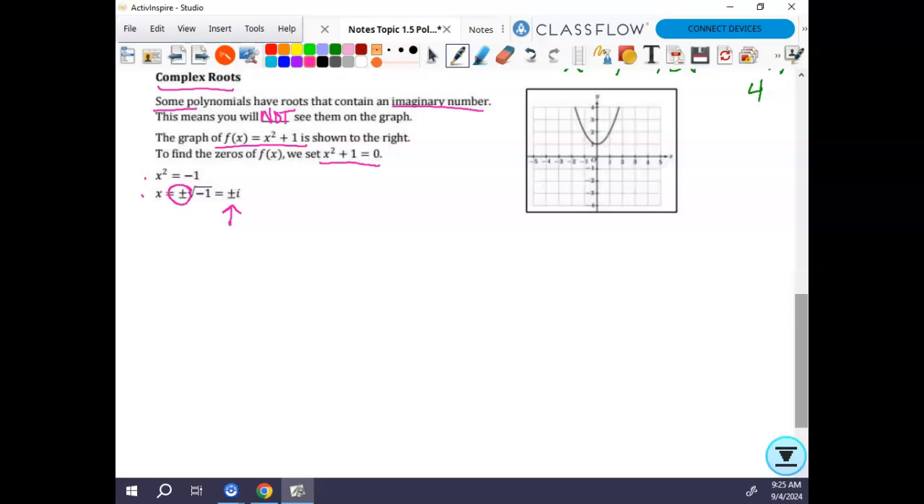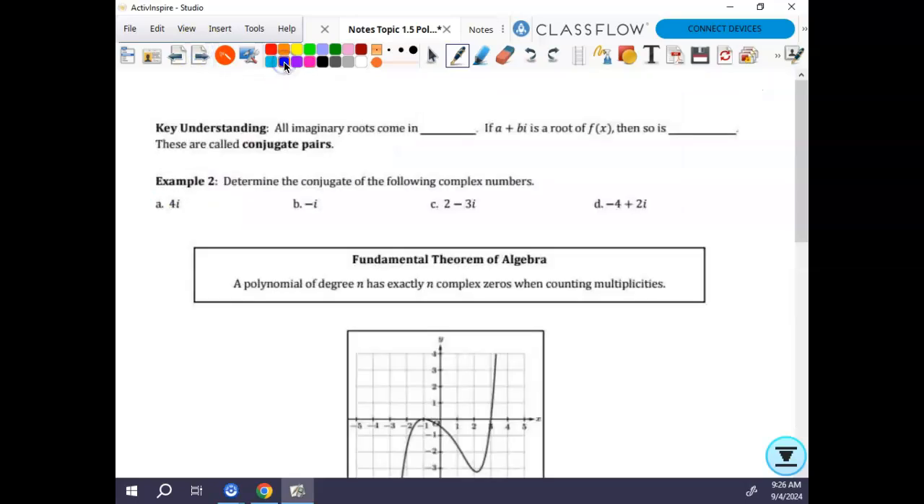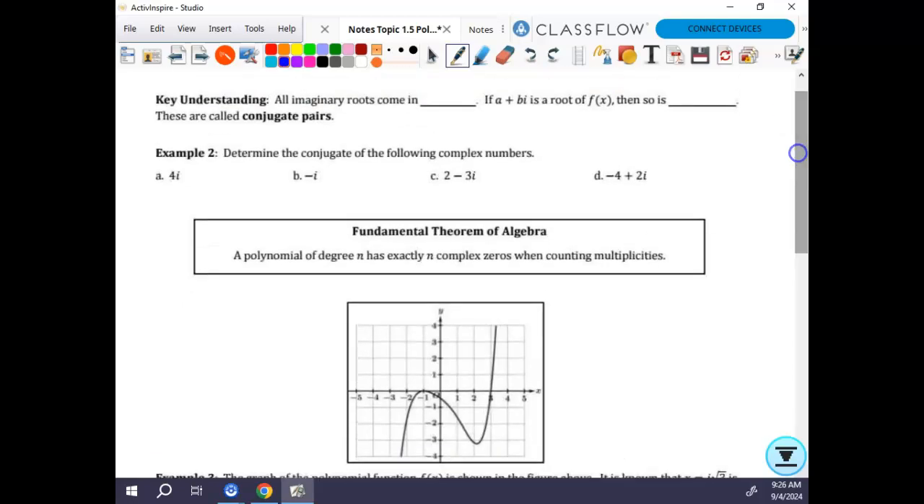But one thing I want to make sure you understand is they always come in pairs, okay? When I take the square root, it's going to be a plus or minus. They have to come in pairs. That's one of the things that you're going to be asked about. So let's flip this over and talk about that. So all imaginary roots come in pairs, like I just said. Hopefully you understand why. So if a plus bi is a root, then so is a minus bi. The sign changes on the bi part, not the a part.